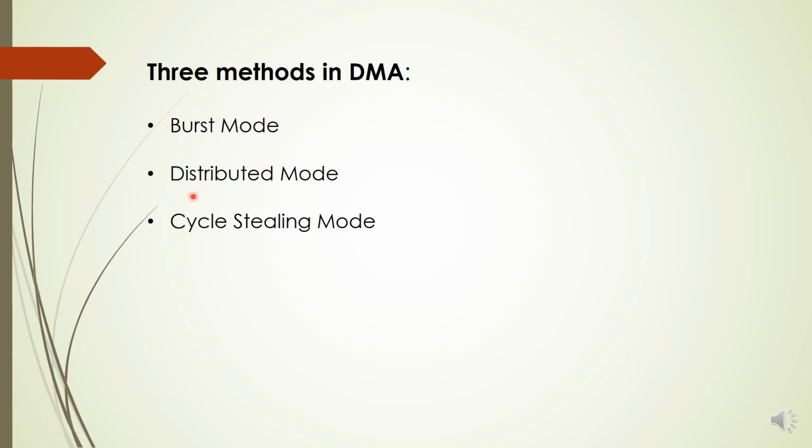The next method is distributed mode. In this method, the DMA controller makes use of occasional machine cycles from the CPU. So in the distributed mode, I repeat, it only uses the occasional machine cycles from the CPU. In that case, we can understand that the CPU is now available to do some useful work.